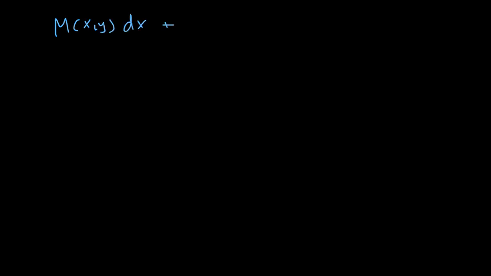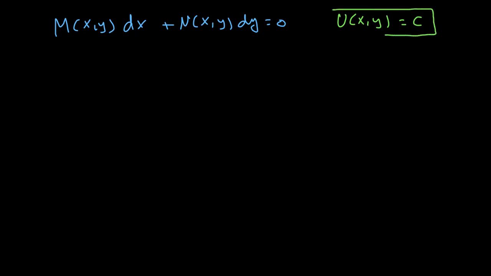Okay, so now we have differential equation in this form, M(x, y) dx plus N(x, y) dy equal to 0, and we expect the solution takes this form u(x, y) equal to constant. So our question here now is how to find this solution function. In order to answer this, we will consider three different cases.